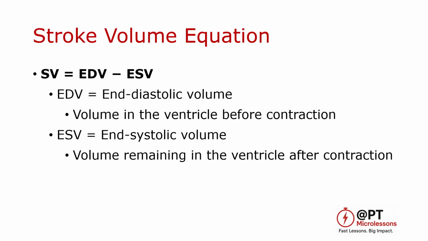Now, what determines stroke volume? Well, it is the difference between end-diastolic volume and end-systolic volume. End-diastolic volume is the amount of blood in the ventricle just before contraction, while end-systolic volume is the amount remaining after. So the difference between these two values is the amount of blood ejected during each heartbeat, called stroke volume.